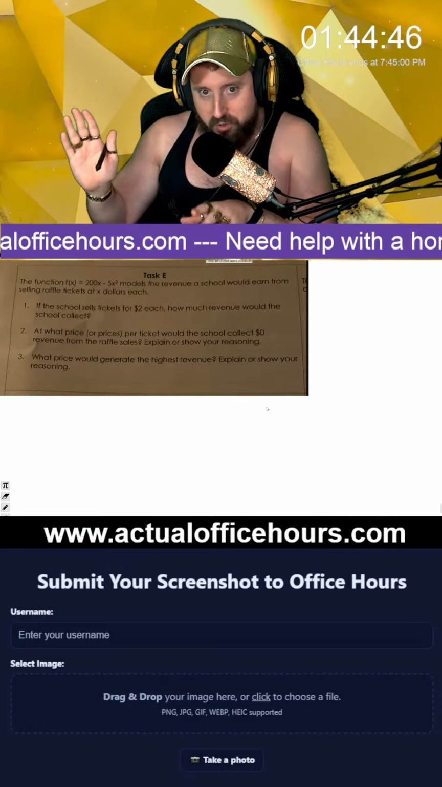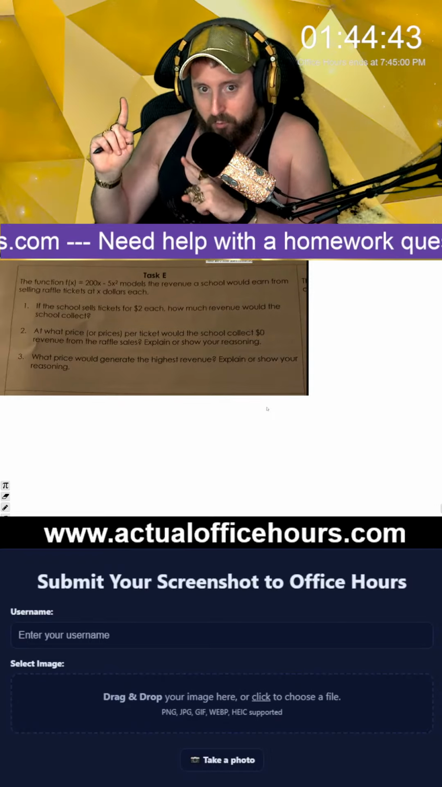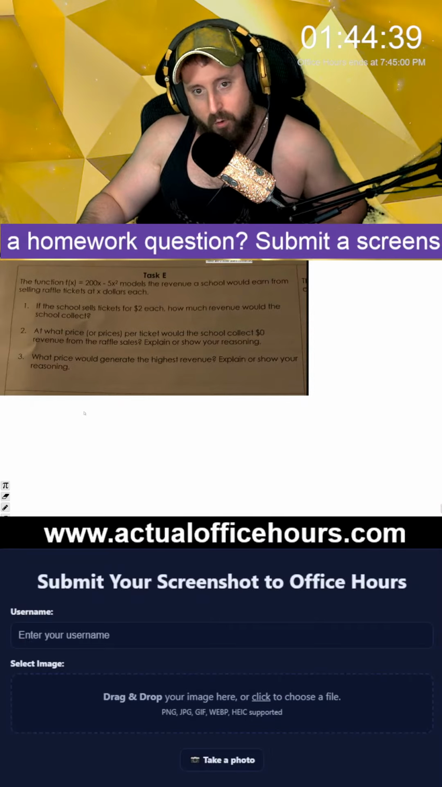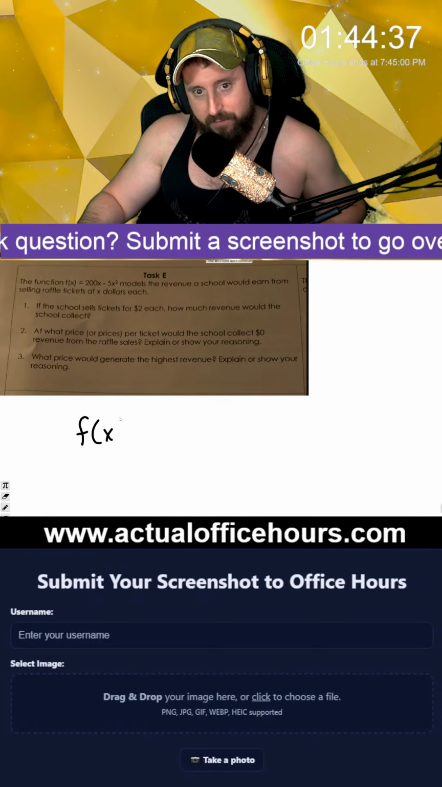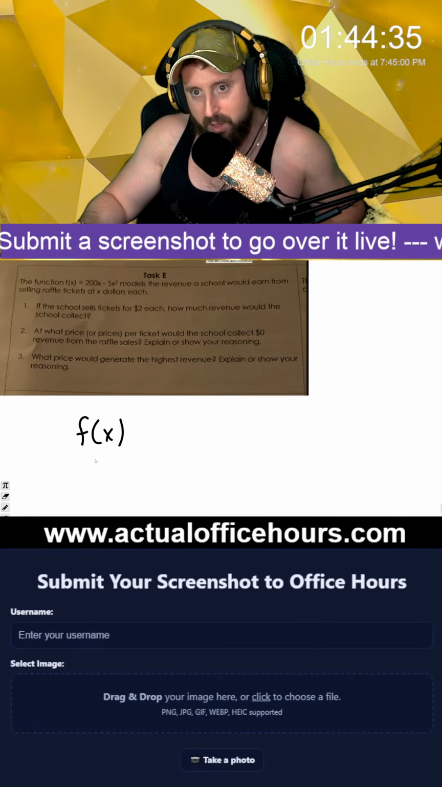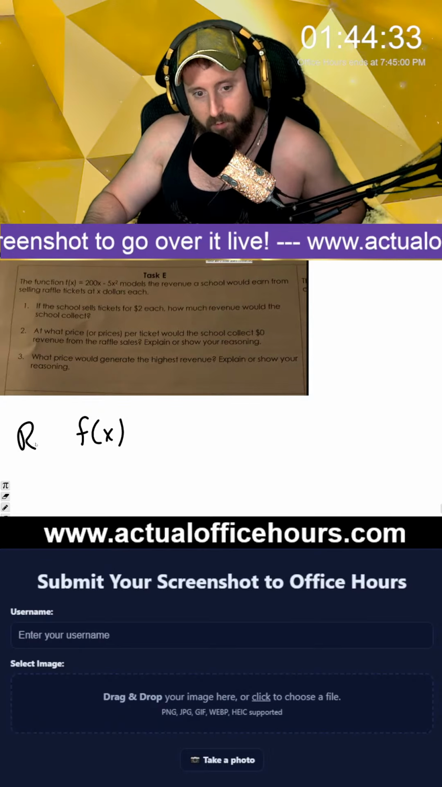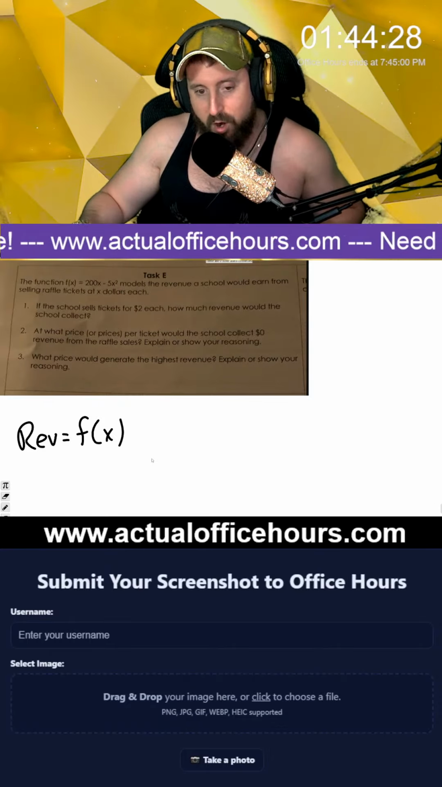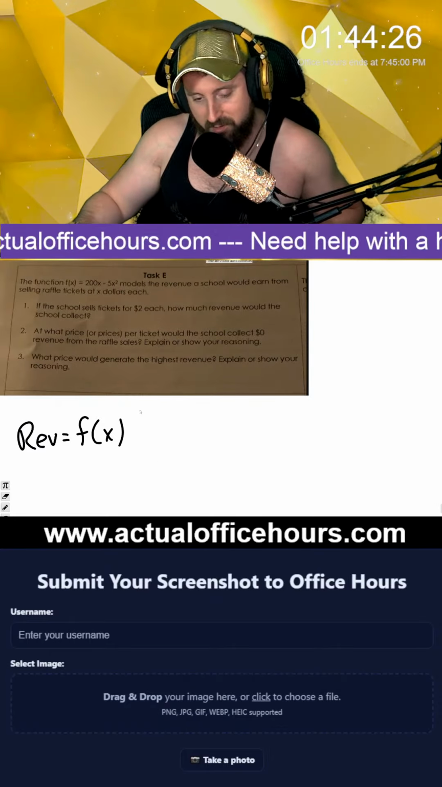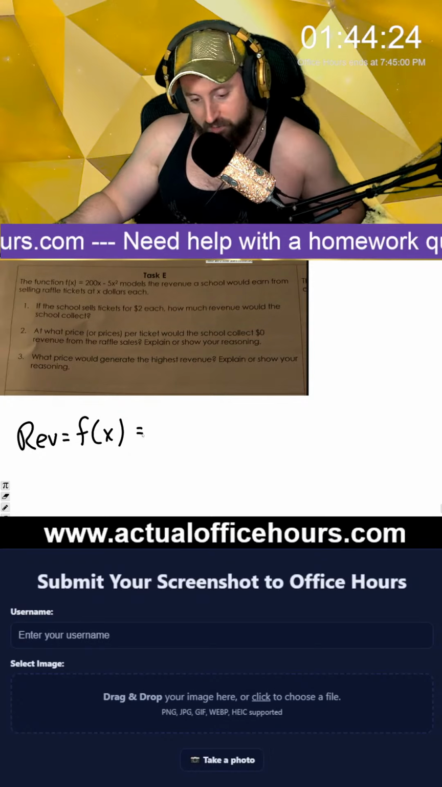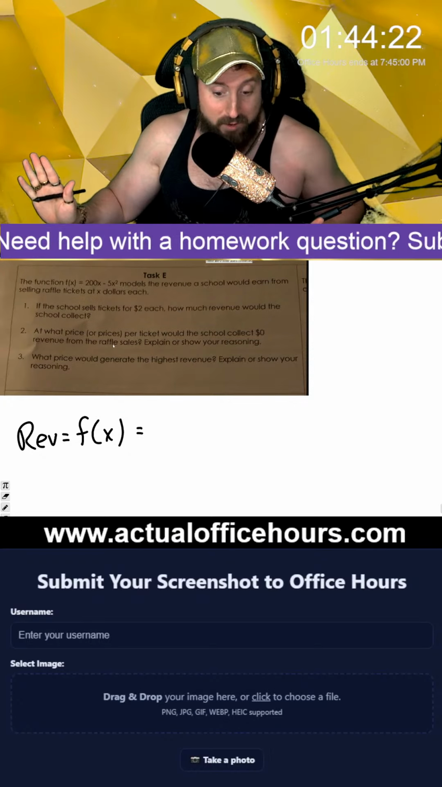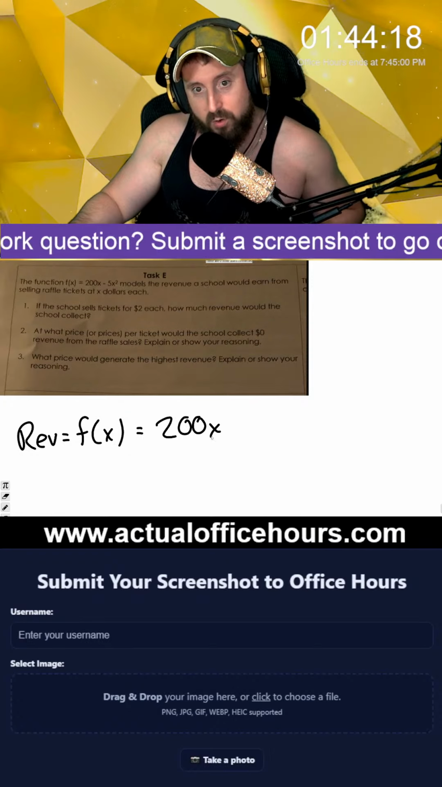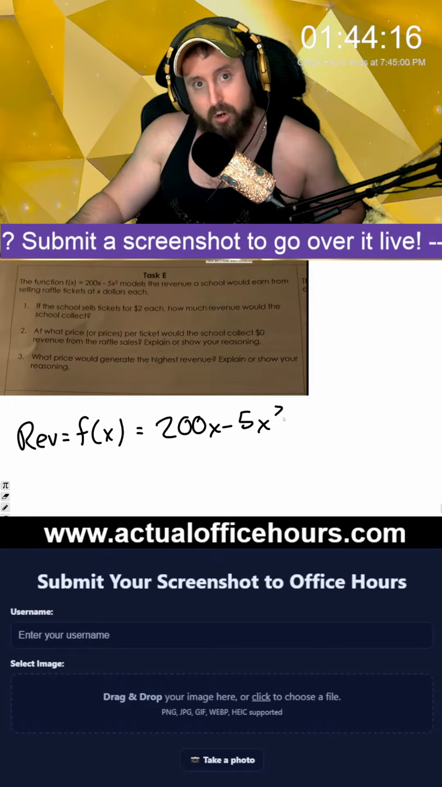So here they say, okay, this function models the revenue a school would earn from selling raffle tickets at 200x minus 5x squared when the raffle tickets are x dollars each. Of course, there are a gazillion other factors. This is revenue, by the way. Revenue is how much money you take in, for you finance people. This is not profit. Profit depends on other things. You have to subtract the costs as well. But let's say the revenue I pull in is modeled simply as 200x minus 5x squared.